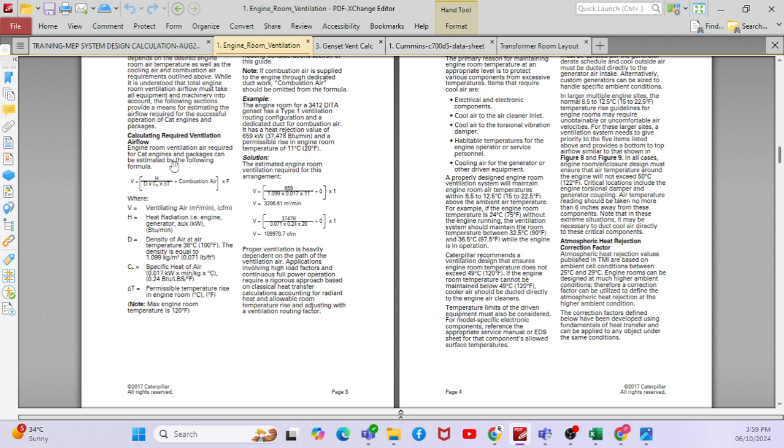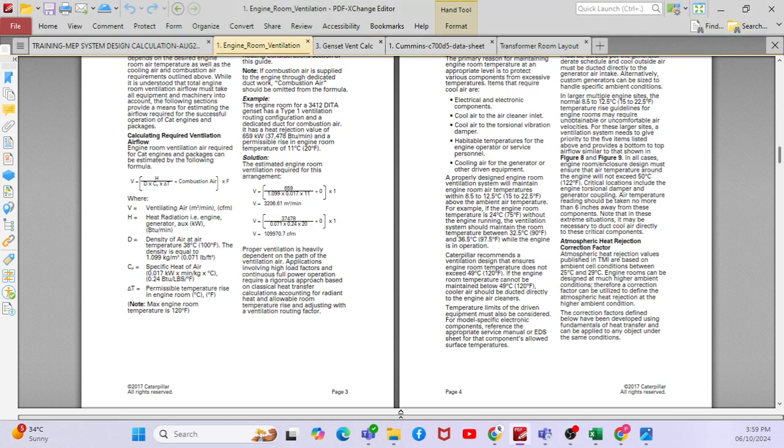So you can say calculating required ventilation. This is a simple equation, Q equal to m Cp delta T, right? We know the heat transfer equation, and this is the same equation here. V equal to ventilating air, H is nothing but heat radiation, D is nothing but density of air, Cp is nothing but specific heat of air, and delta T is the permissible rise in engine generator temperature. So what is the permissible temperature rise from the generator? That we have to see. Clear, right? So that is the way you will get delta T.